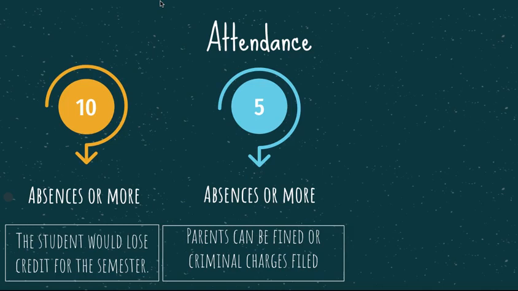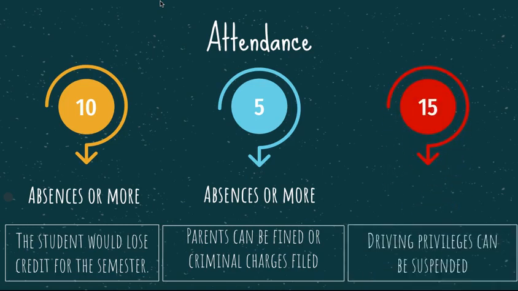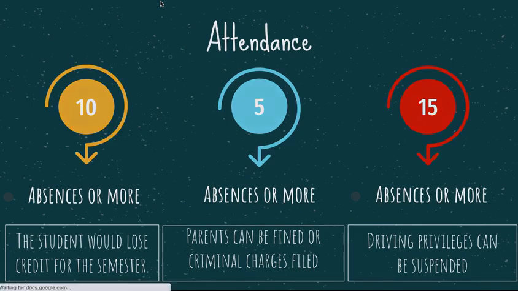Driving privileges for students ages 14 to 17 could be suspended if they have 15 or more unexcused absences within a semester, and for the students who drop out of school or withdraw without verified enrollment at another school. As you can see, attendance is a serious matter.